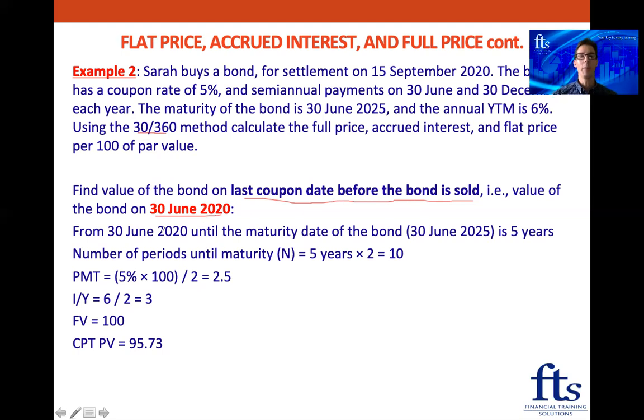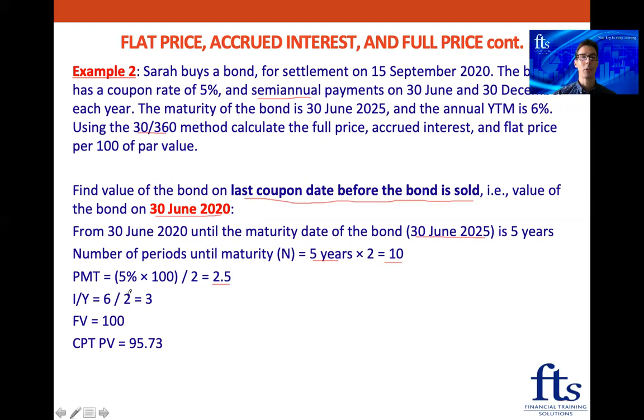So from 30 June 2020 until the bond matures, which is 30 June 2025, that's 5 years. So how many periods are there in 5 years? Well, there's 10 because it's a semi-annual pay bond. It's 2 periods a year for 5 years, total number of periods 10. And then the coupon, it's 5%, so it's $5 a year. So it's going to be $2.50 every 6 months.